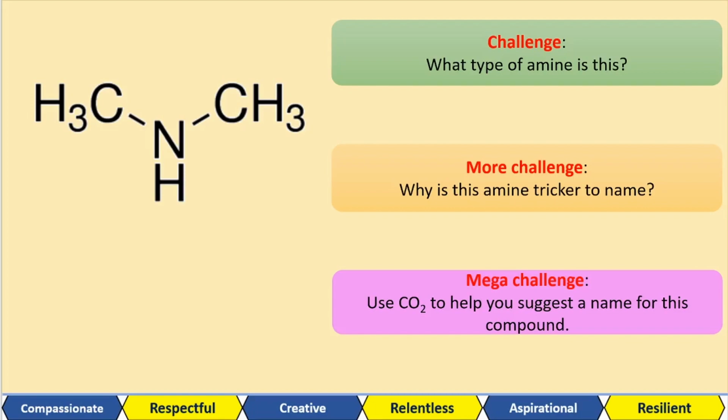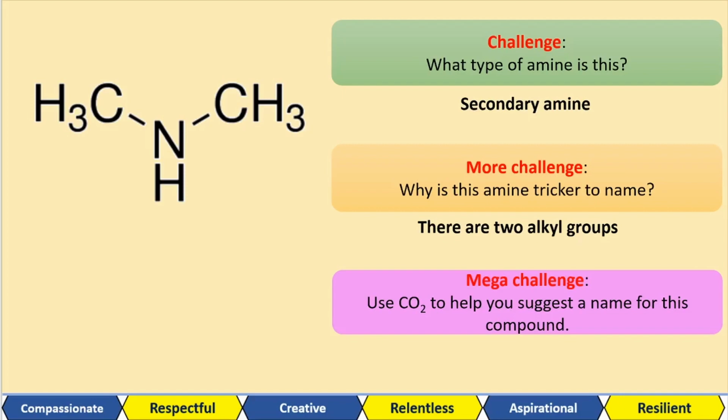So what type of amine is this? It's NH, so 2 of its H's have been replaced, so that's a secondary amine. And it seems a little bit trickier to name this, and that's because we've got 2 alkyl groups attached, equivalent, in this case, equivalent alkyl groups, a methyl group on the left and on the right. The mega challenge says use CO2 to help you suggest a name for this compound.